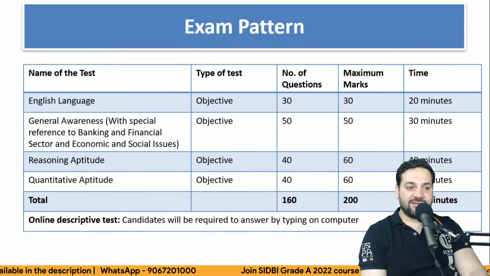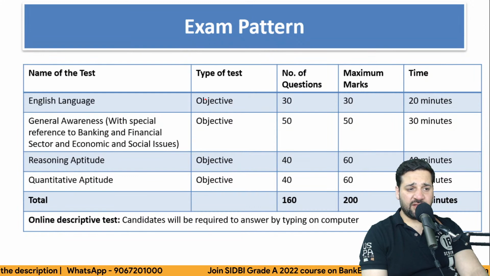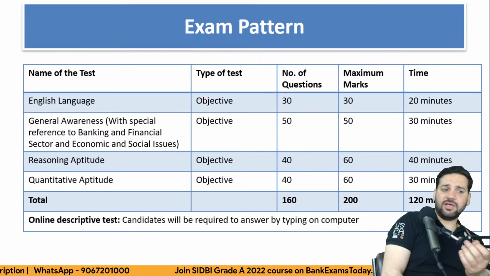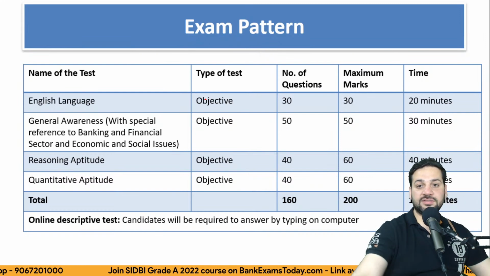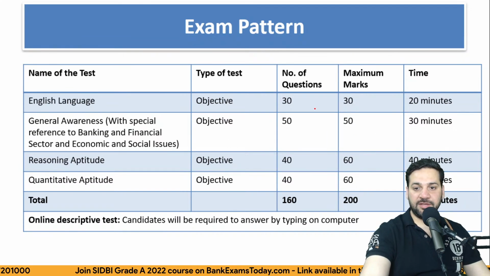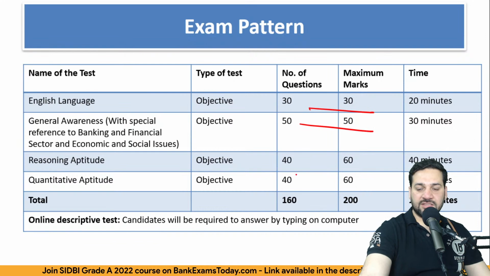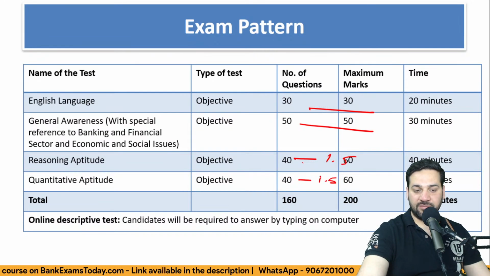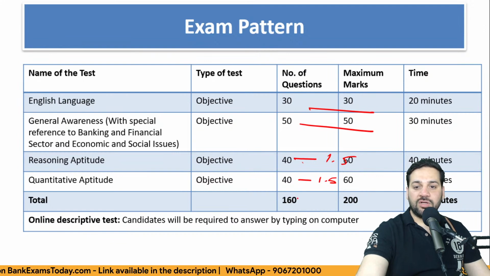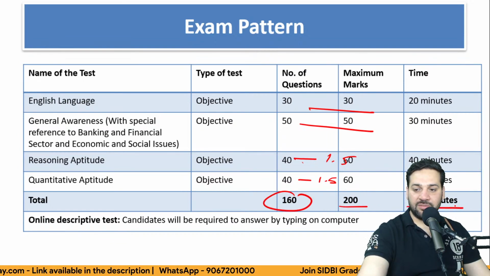Important: this is the exam pattern. Sectional timing is there, I hope you can see that. In the English language, 20 minutes, 30 questions, maximum marks 30. In general awareness, reasoning and aptitude, one question is equal to 1.5 marks, and also in quantitative aptitude, one question is equal to 1.5 marks. Total 160 questions and 200 marks, 120 minutes.